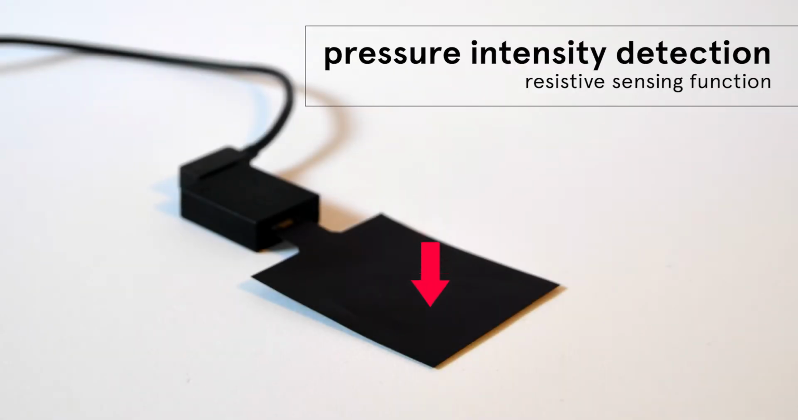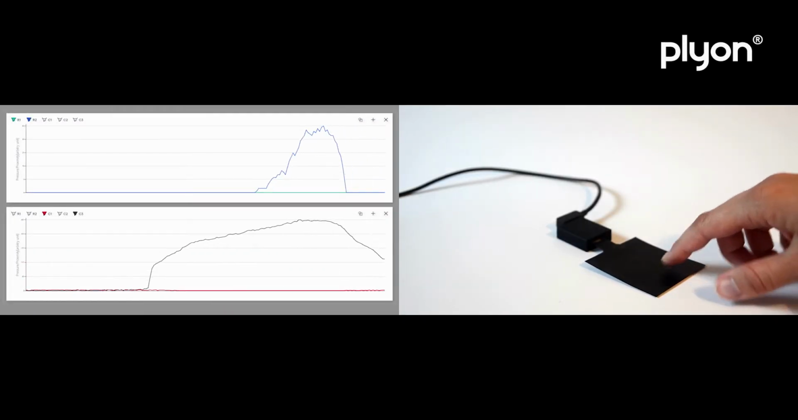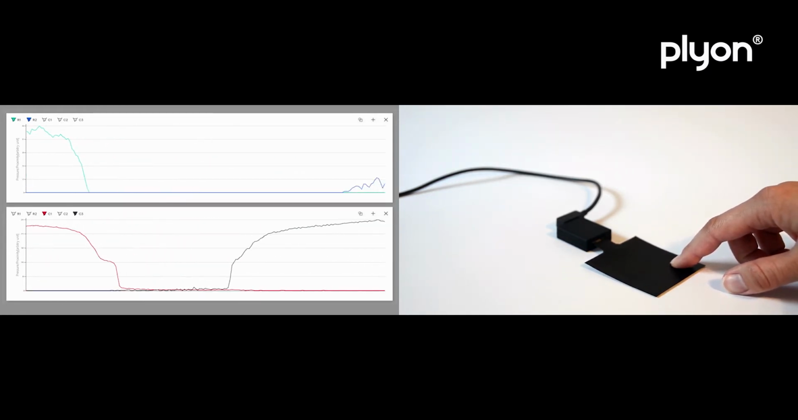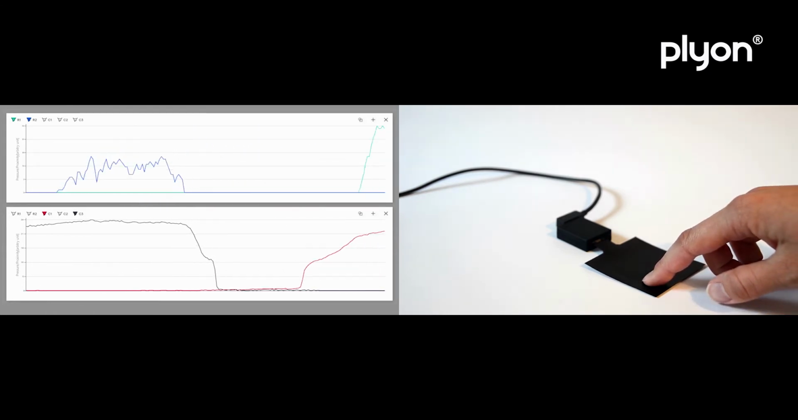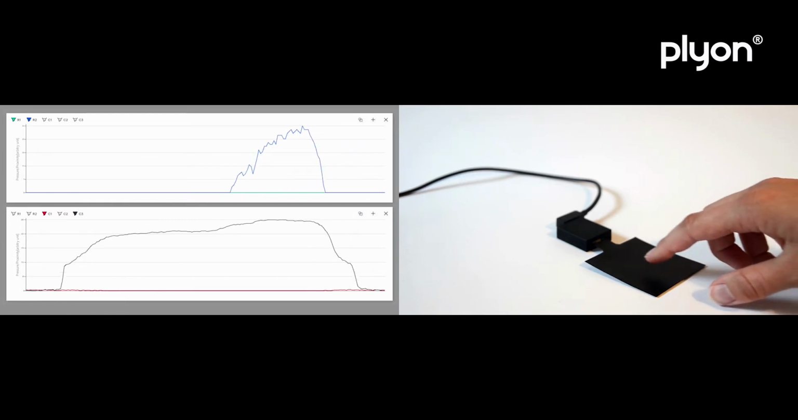Plyon is able to also detect the pressure intensity applied to it with the same taxels. The more force you apply to the sensor, the higher the signal of the active resistive taxel is. Of course, in order to press, you also have to touch the sensor, so the capacitive taxel generates a signal as well.